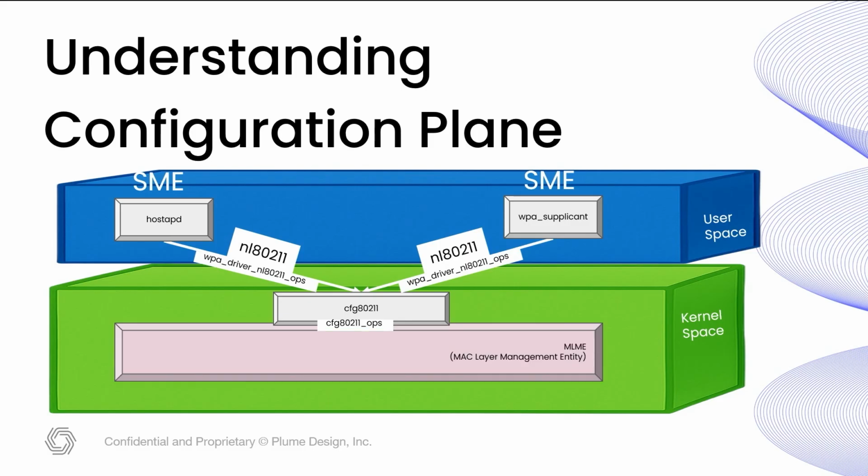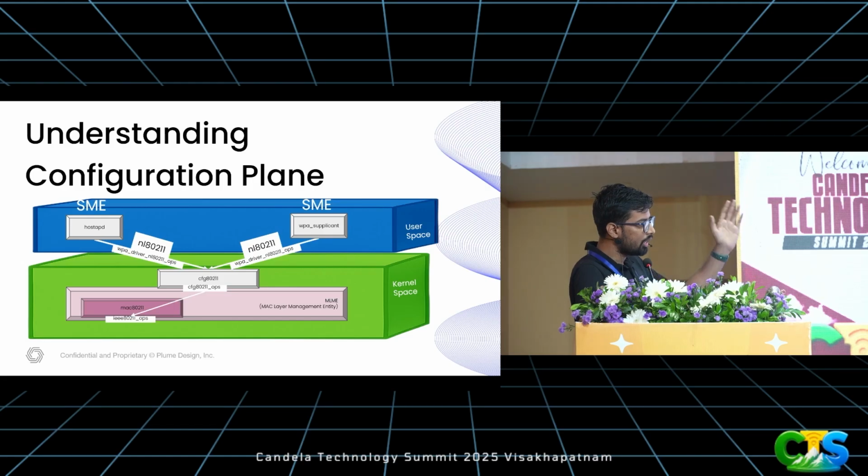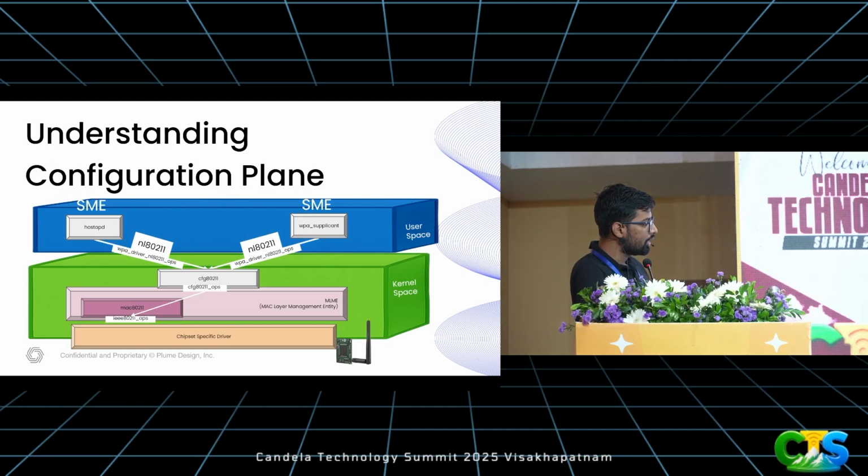But what happens after CFG80211? There is a MAC layer management entity and there is a mac80211 defined in the Linux kernel space. And it also listens from the CFG80211 interface. By the way, any Wi-Fi driver can directly talk to CFG80211. But a Wi-Fi driver can also talk to mac80211. Then finally, as I said, the driver will come into the picture, and driver operations and all the implementation of the driver is done in the driver layer.